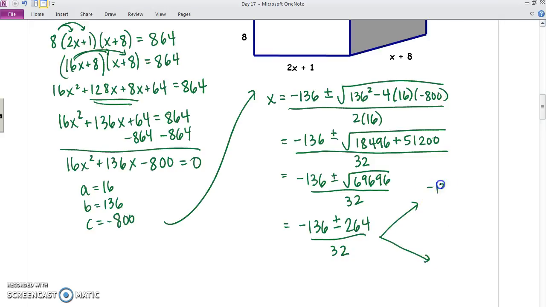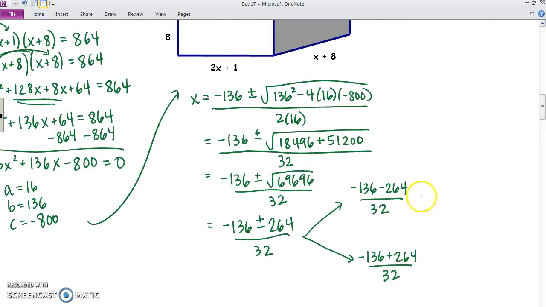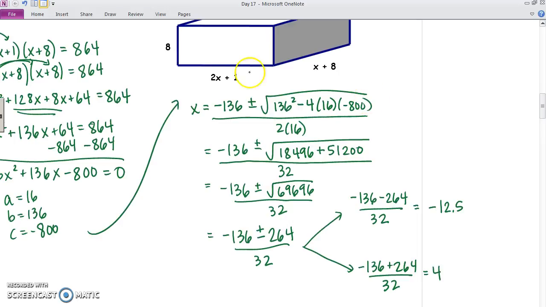So we'll do negative 136 minus 264 over 32. And then we'll do negative 136 plus 264 over 32. And we do have to check both to see if they work. So when we do that, we get negative 12.5 and 4. So if I plug negative 12.5 into here, I get negative side lengths. So that doesn't work for my picture.